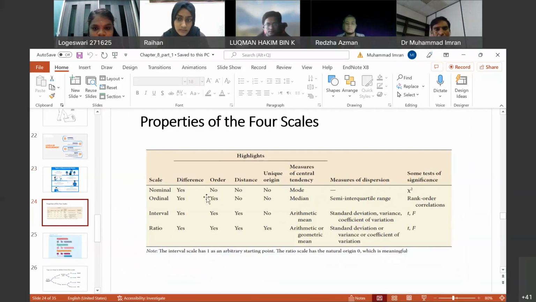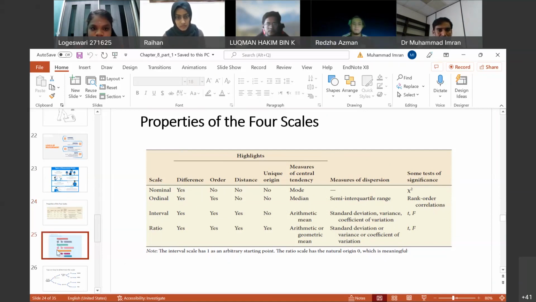Maybe you can remind me when we go for data analysis. We have to use all four scales of measurement. Then there are the measures like semi-interquartile range, standard deviation, variance, and coefficient. For your information, you can keep this one.